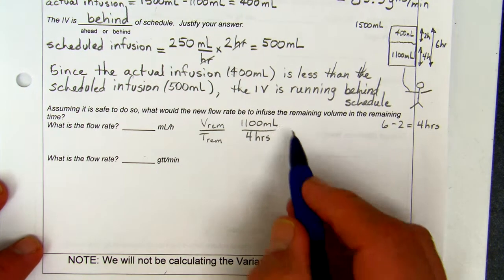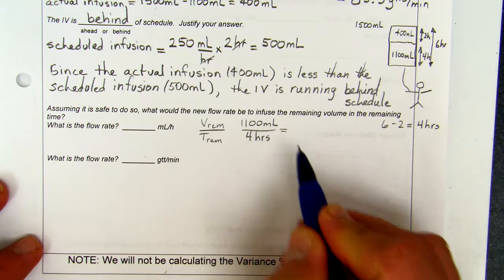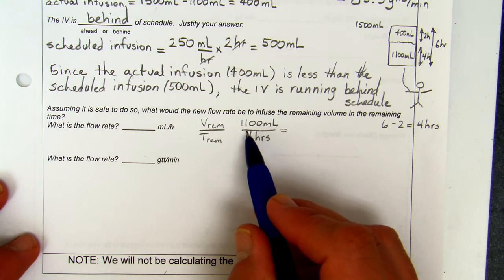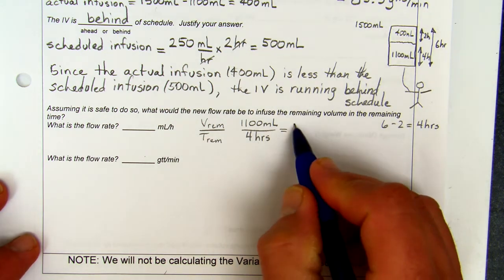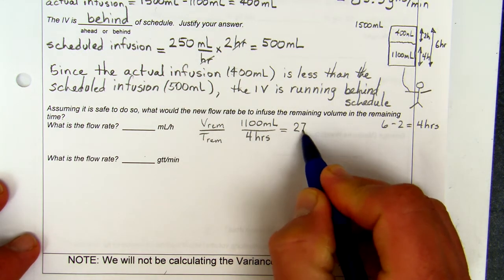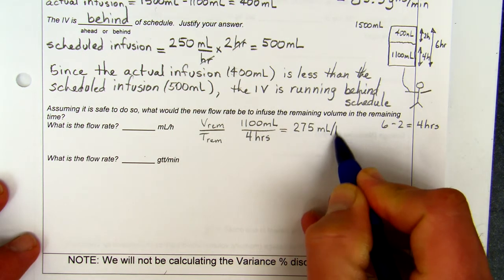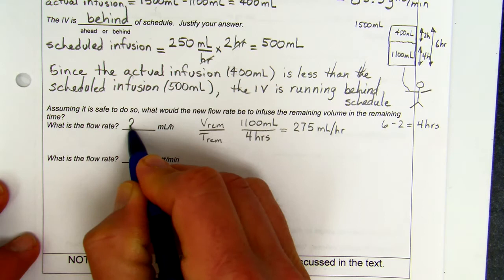So we could divide to see how many milliliters per hour. I'm going to say 4 goes into 12 3 times, so this should be a little less than 300, and I think this is going to come out to be 275 milliliters per hour.